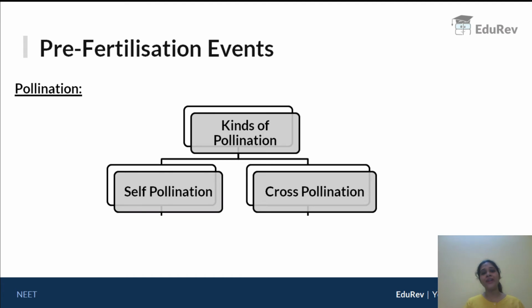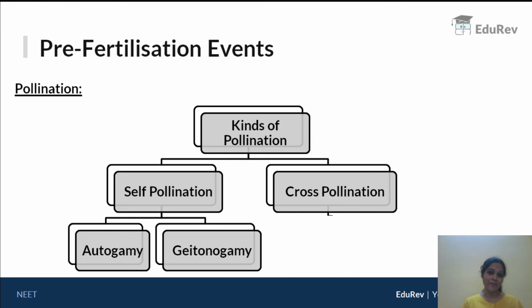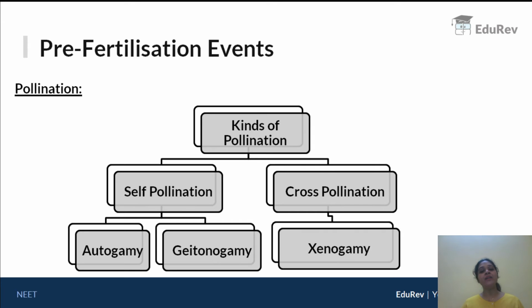Now let's move into the next part, and that is pollination. Now there are various kinds of pollination, and we can classify them into two, that is self-pollination and cross-pollination in case of plants. Now, self-pollination can also be of two different types. One is called autogamy, auto implying same. The second is geitonogamy, and cross-pollination is of only one type, or you just have an alternative term there, and that is called xenogamy. Okay, so let's try to understand these terms in depth.